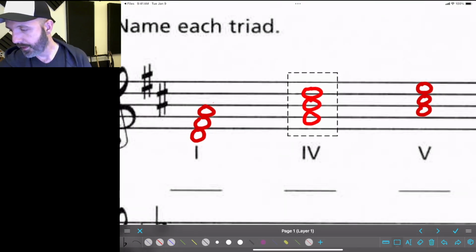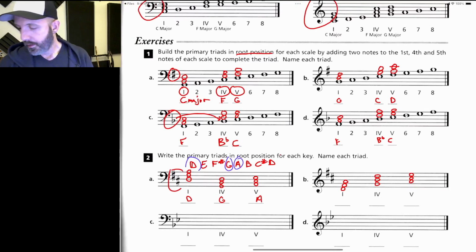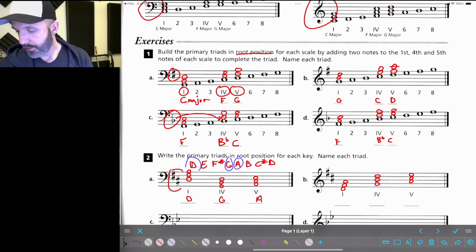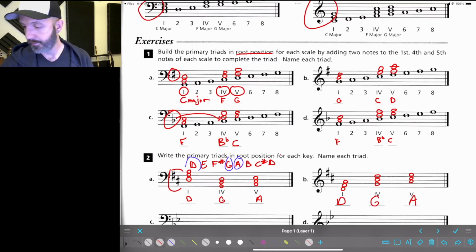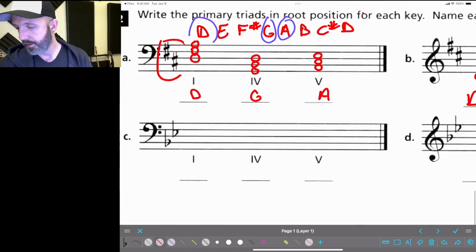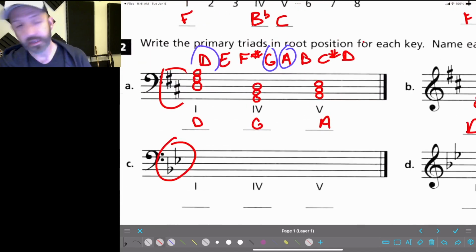There we go. D, G, A. Alrighty. Oh, goodness gracious. All right, let's see here. Key signature, I'll give you a second. I'm going to take another sip.